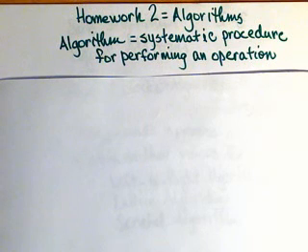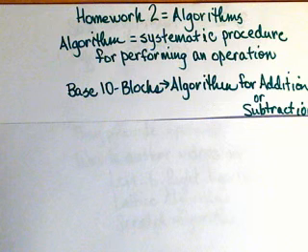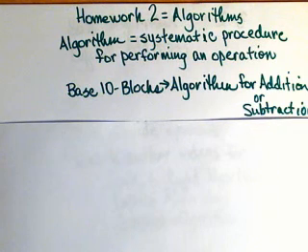In this video, we're going to look at some different kinds of algorithms. And the first thing that you need to know is the definition of an algorithm. An algorithm is a systematic procedure for performing an operation. And we talked about the division algorithm when we were in Module 2, and we were doing some base conversions also. And what we're going to do now is extend modeling to subtraction.